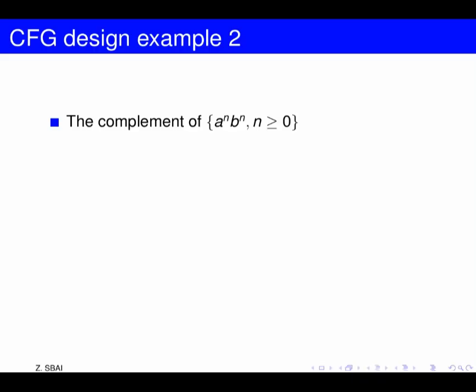Let's write a context-free grammar for the language composed of the strings that are not in the form a to the n, b to the n. So this is the complement of the language a to the n, b to the n. The alphabet here is a and b. So we will accept all the strings other than a to the n, b to the n.